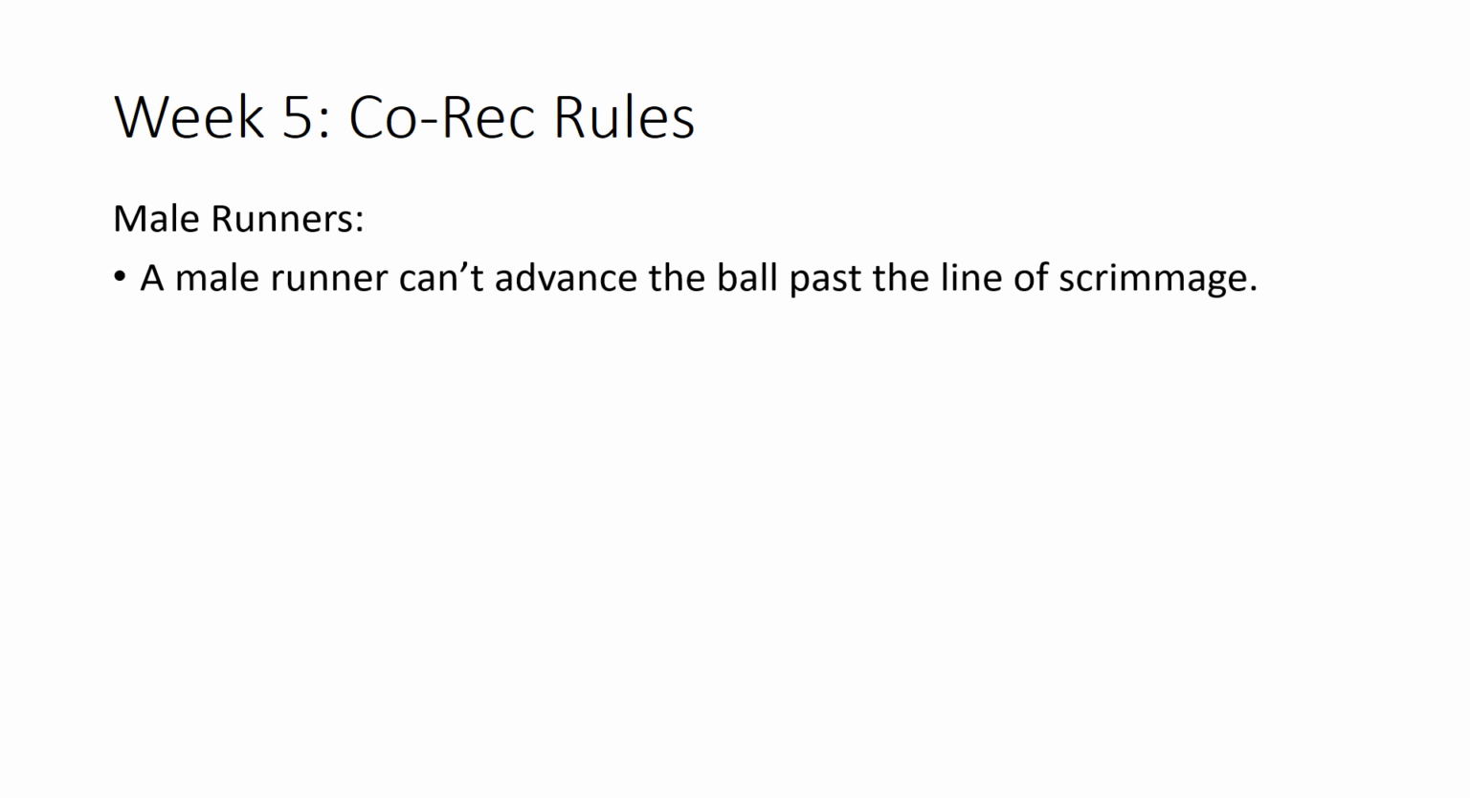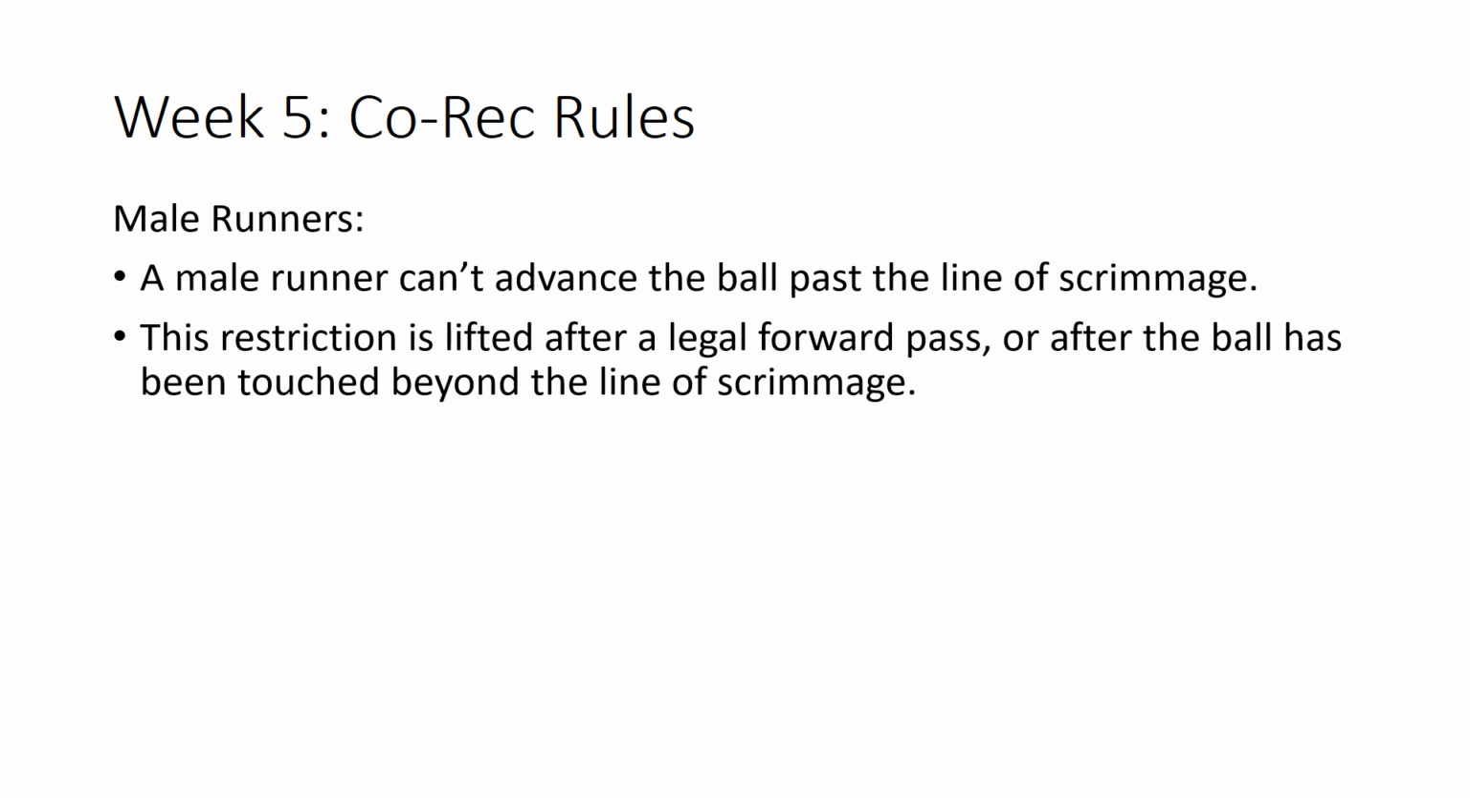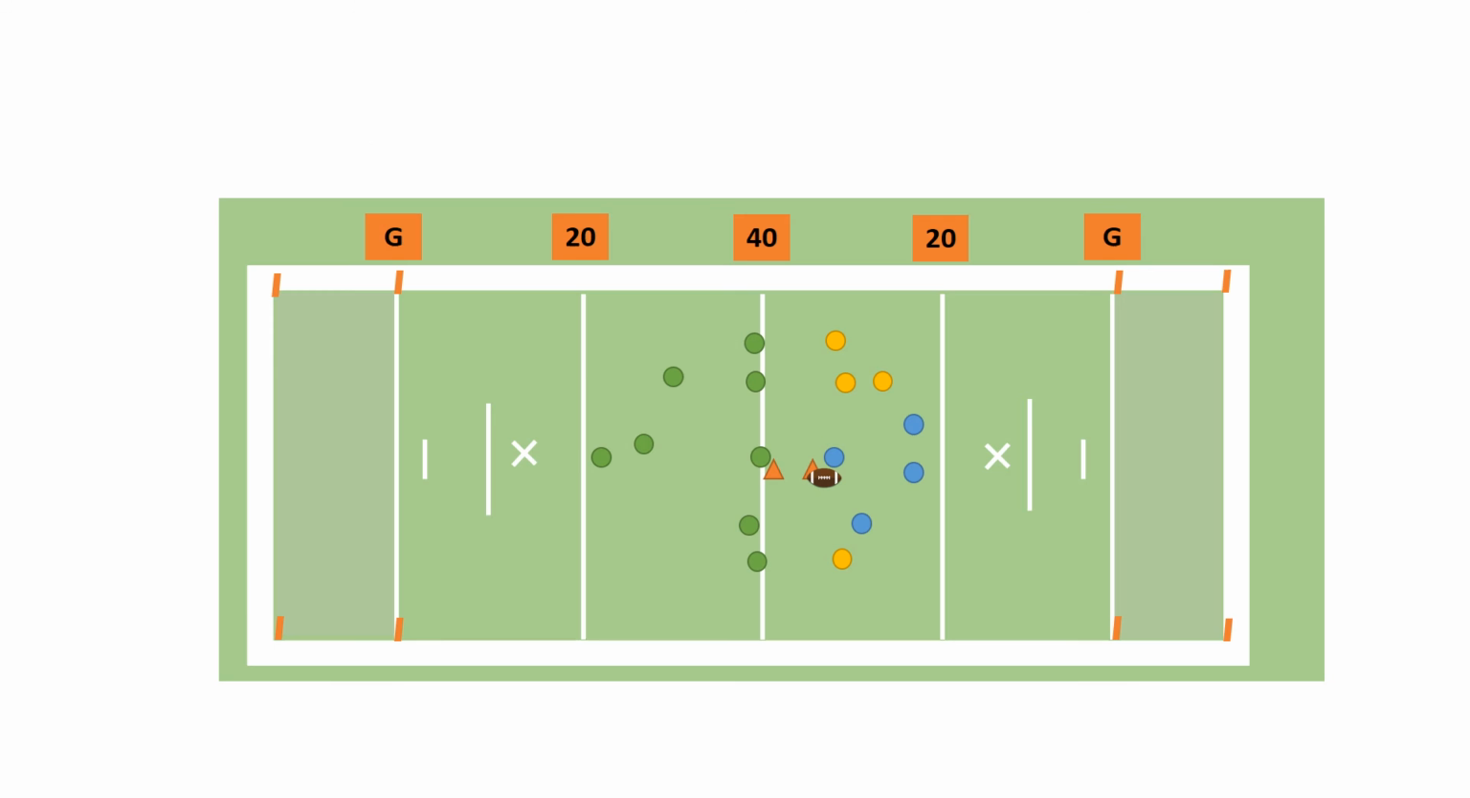The last difference of co-rec rules to 7-on-7 rules is of male runners. A male runner cannot advance the ball past the line of scrimmage. This restriction is lifted only after a legal forward pass, which can be caught anywhere on the field, or after the ball has been touched beyond the line of scrimmage.